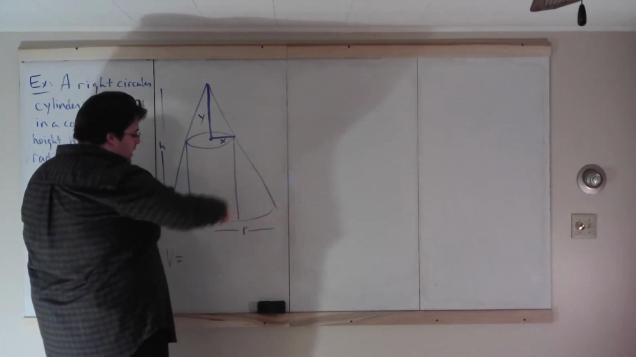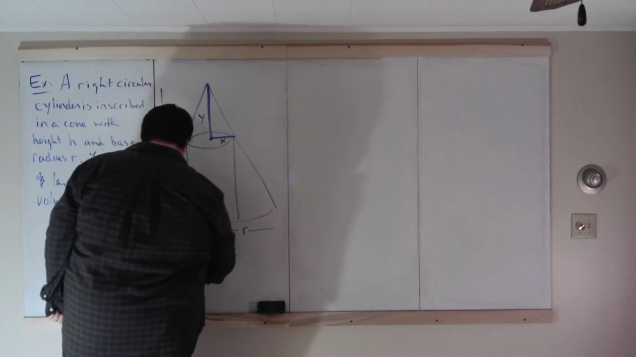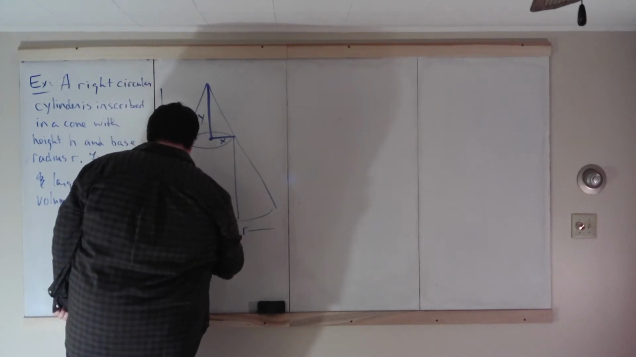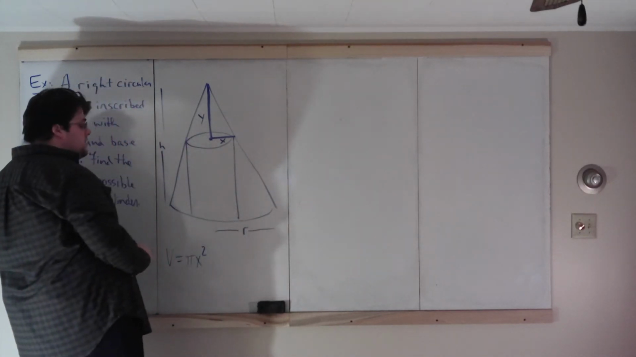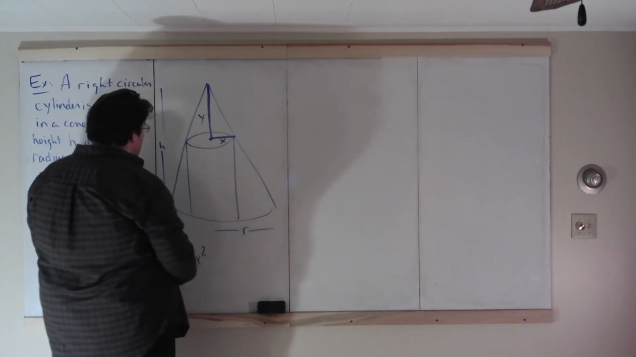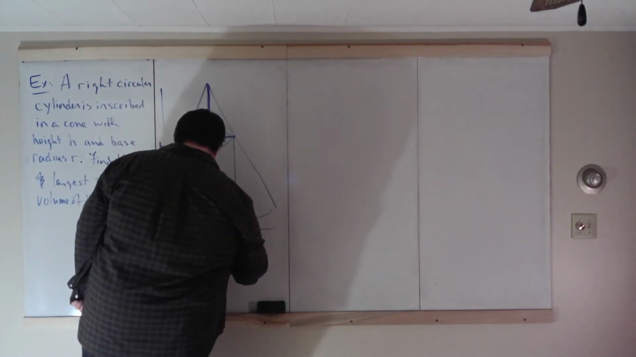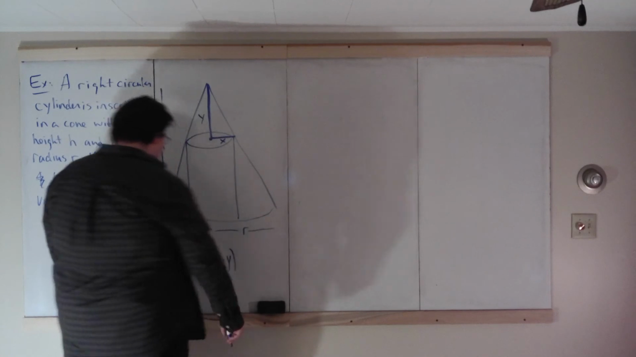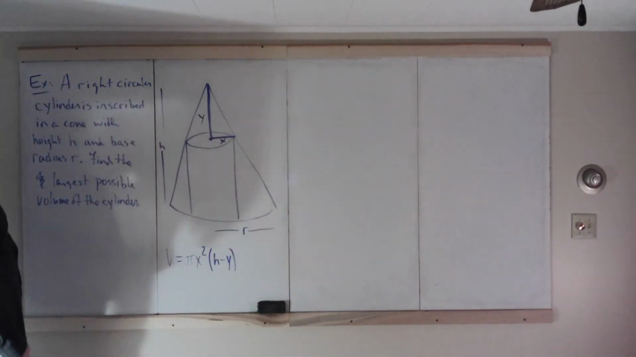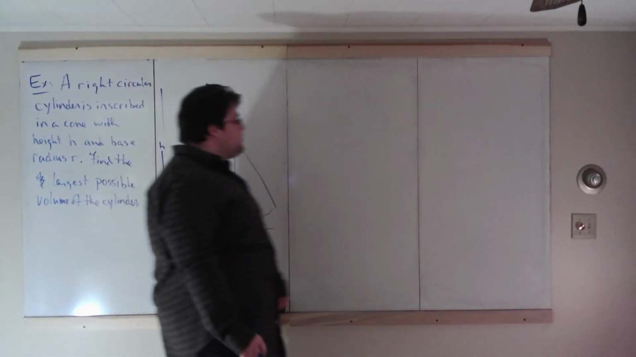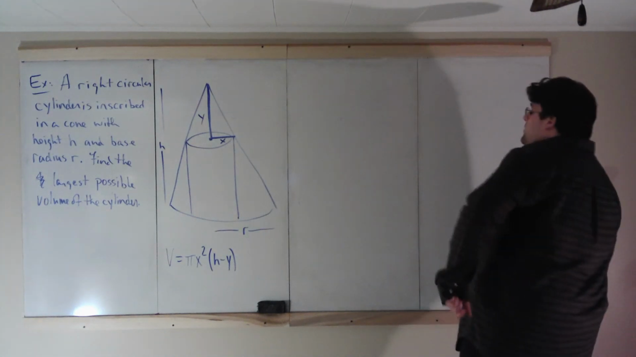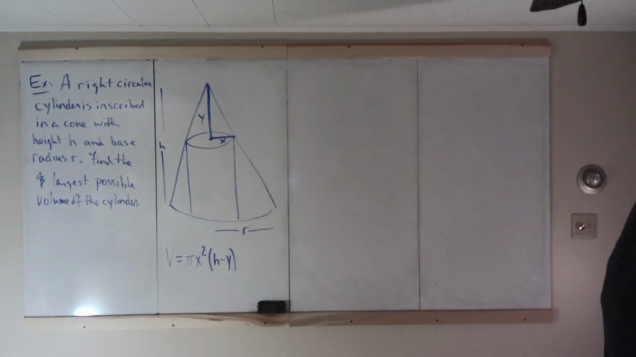Volume, it's what? It's pi r squared times the height. So it's pi, the radius of the cylinder is x, so pi x squared, times the height, times h minus y. H, remember, is a constant. X and y are not. So we need to eliminate either x or y. How are we going to do that?